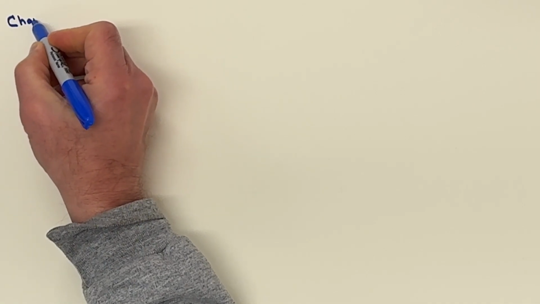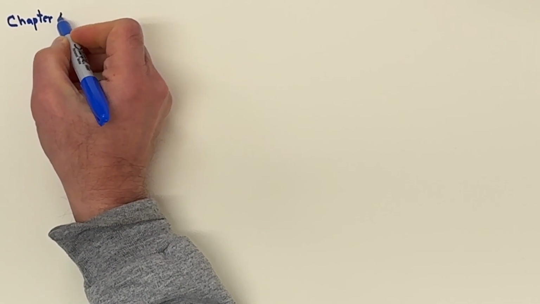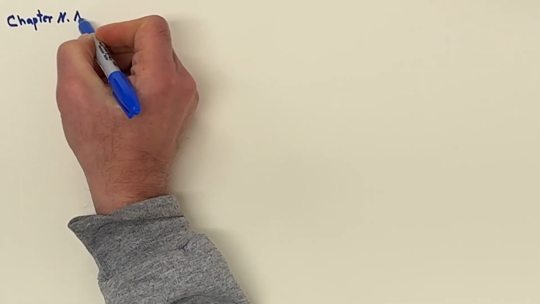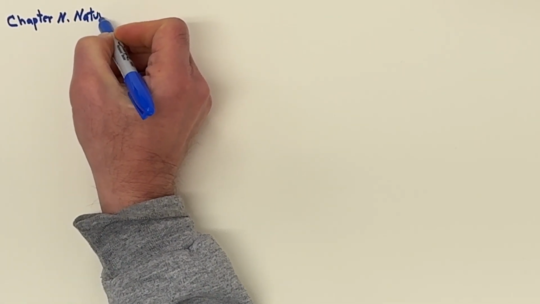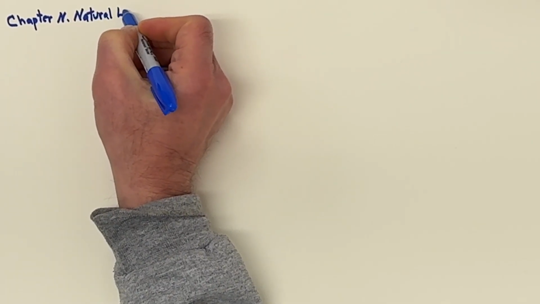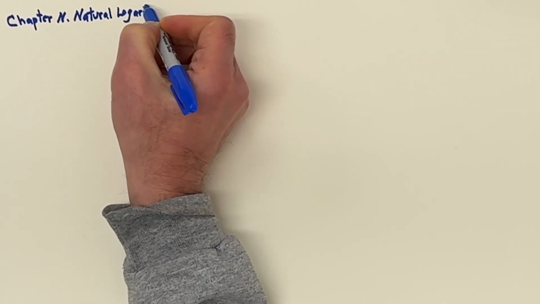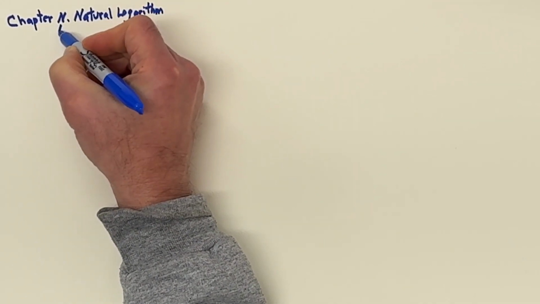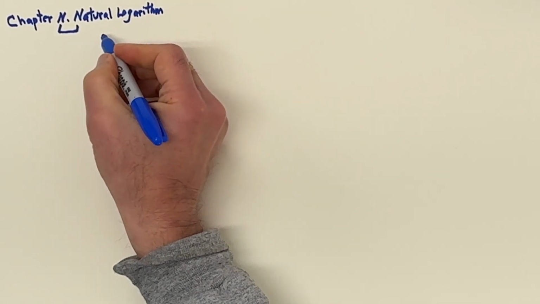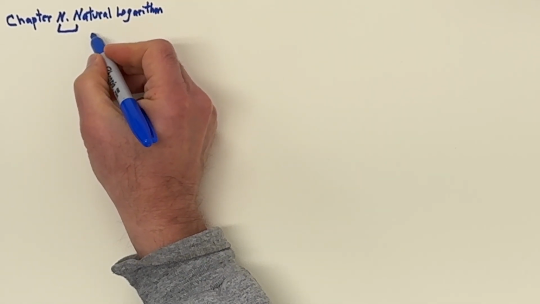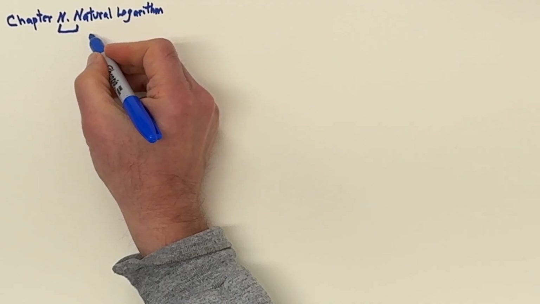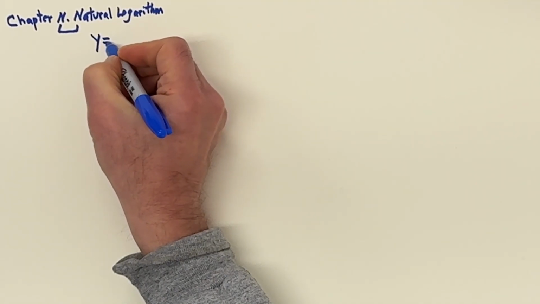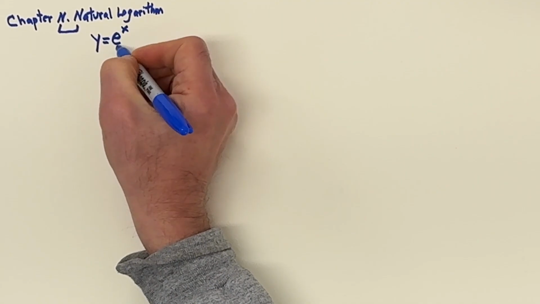Chapter N, the natural logarithm. And we want to be able to take the derivative of the natural logarithm. Now, the natural logarithm follows from the natural exponential function, y equals e to the x, where e is our natural base.